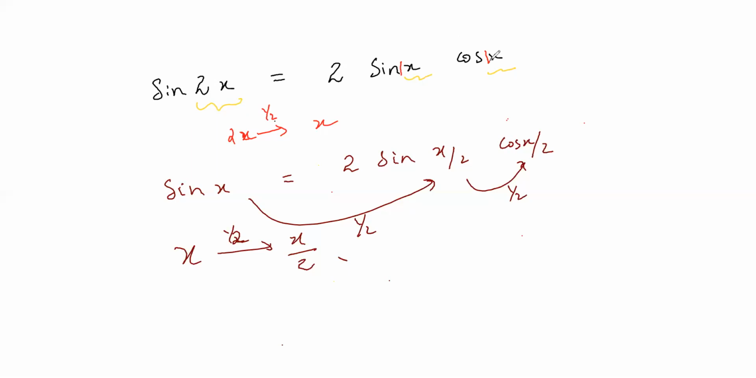So you will have sin 2x in your textbook, but you won't have sin x in the textbook. In your textbook, you'll have the sin 2x formula or any formula sheet. But in no formula sheet will you have the sin x formula, that is 2 sin x by 2 cos x by 2. Is it clear?